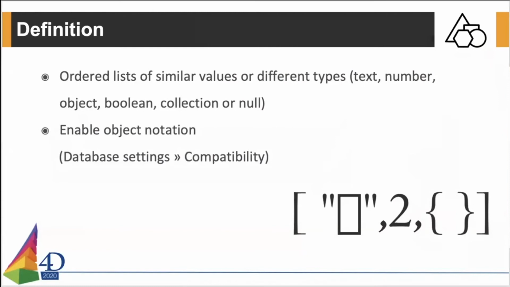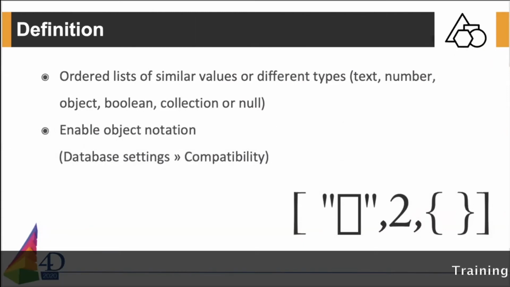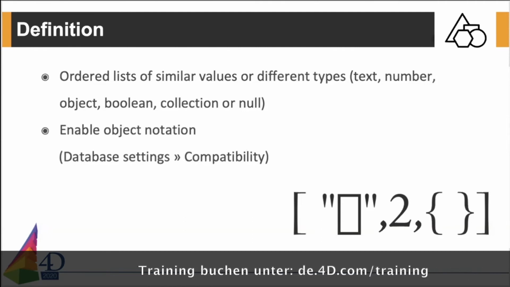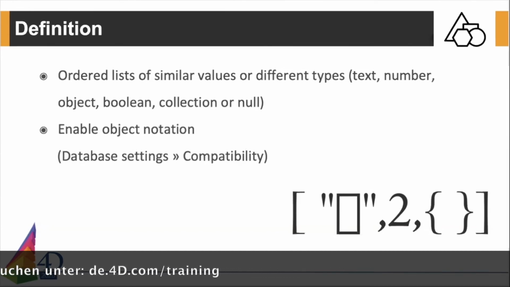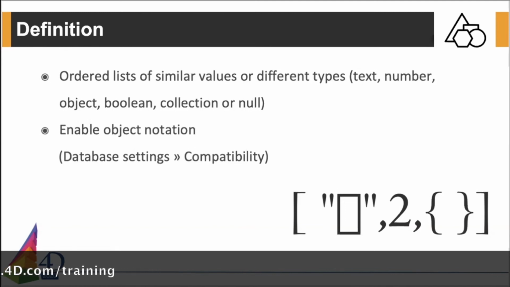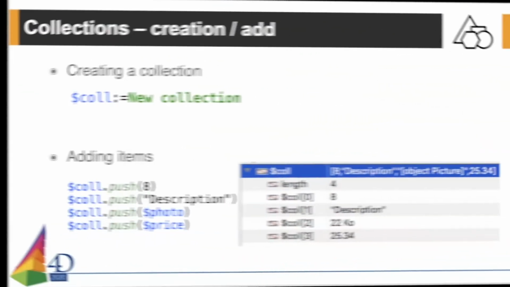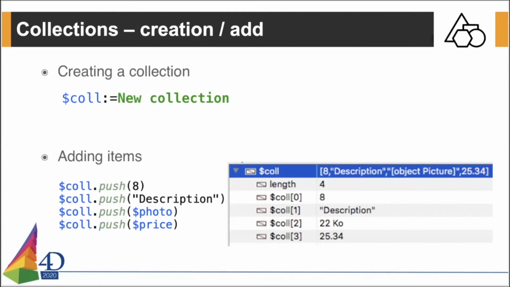Now, what are collections actually intended for? Collections, as you can see in the first definition, are ordered lists of values that can be used to hold almost any kind of variable type, like text, numerics, booleans, objects, and even other collections. Collections are used for some common programming tasks that developers often encounter and work with.